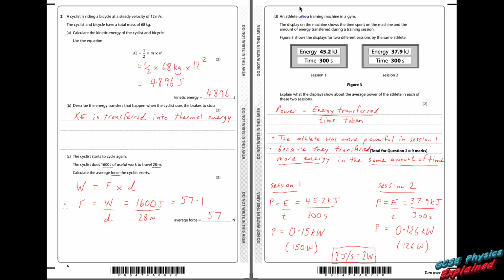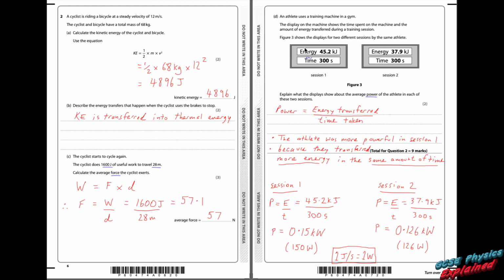Part D. An athlete uses a training machine in a gym. The display on the machine shows the time spent on the machine and the amount of energy transferred during a training session. Figure 1 shows the displays for two different sessions by the same athlete. Explain what the display shows about the average power of an athlete in each of the two sessions.